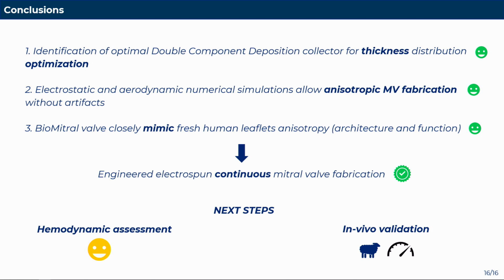The next steps will be focused on the hemodynamic assessment. We are already working on it, but the data were not robust enough to be shown today. And once we combine these valves with a set of chordae that a colleague of mine is working on, we will assemble a mimetic device, a valve plus a set of chordae, that will be implanted in an animal sheep model for up to 6 months, starting from September 2025.